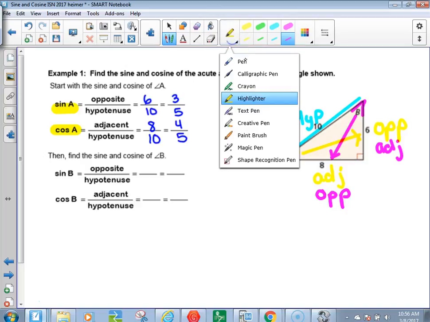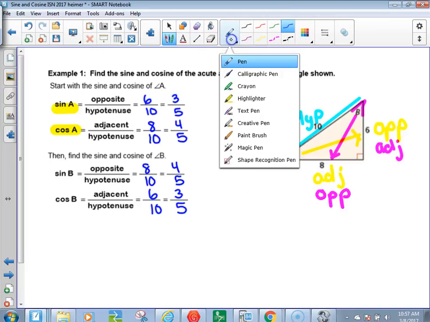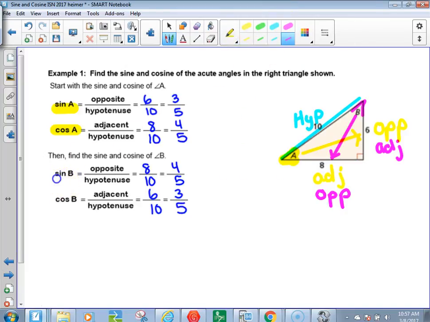So now I'm ready to write the ratios for angle B. The sine of B would be the opposite leg to angle B, which would be the 8 over the hypotenuse 10. Reduce that to 4/5. Coming from angle B, the adjacent leg is the 6, and the hypotenuse is 10, so 6 over 10, and that reduces to 3/5. Okay? So you just have to pay attention to what angle you're coming from when you name your sides. Right, and I did those all in the pink.